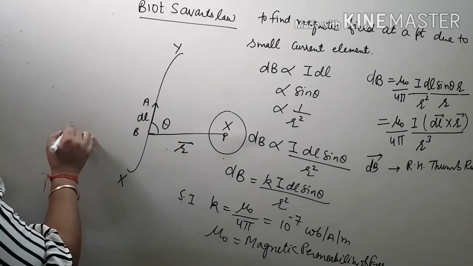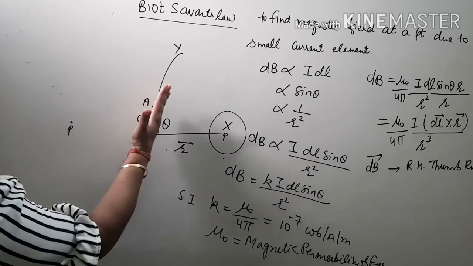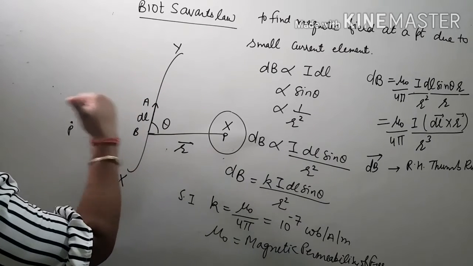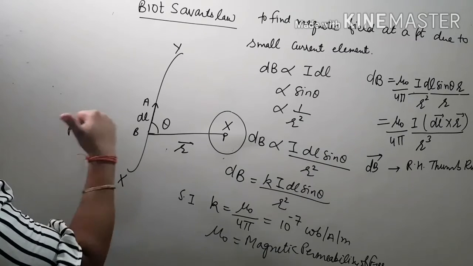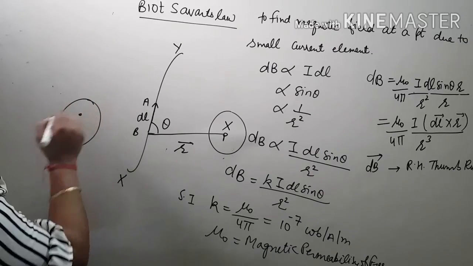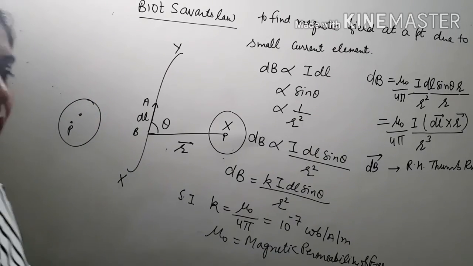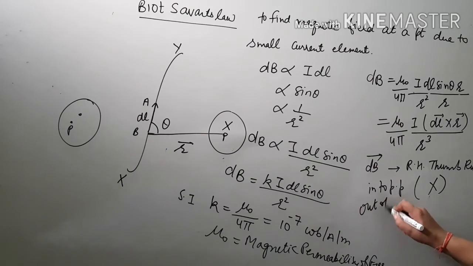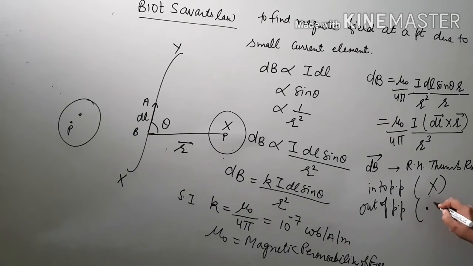But if this point P lies here, then I am curling like this from dl to r. Now r is here, so my thumb is going outward. As the thumb is going outward, the field is out of the plane of paper, and out of the plane of paper is shown by a dot. So by using our right hand thumb rule, we may show the direction of the magnetic field. If it is into the plane of paper, it is shown by a cross, and if it is out of the plane of paper, it is shown by a dot.